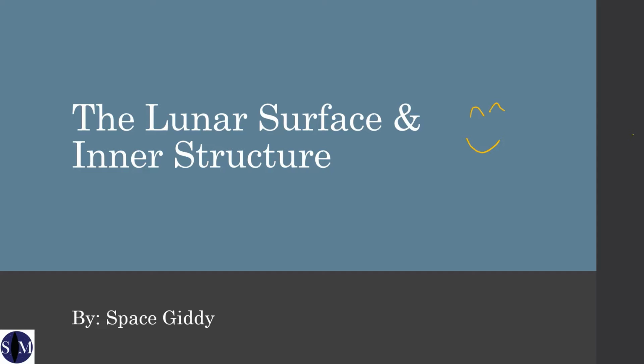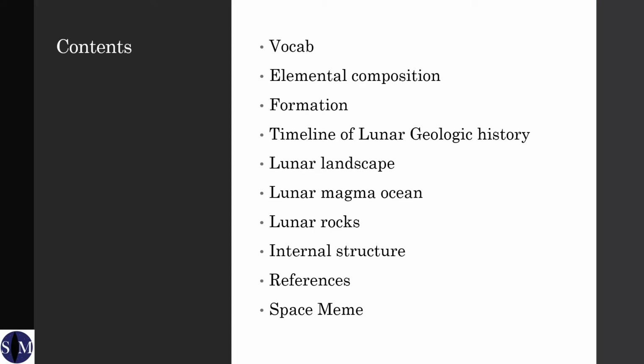Today we're going to talk about the moon's surface and inner structure. So first we'll go through some vocab words that will come up in the video. Then we'll talk about the surface's elemental composition, a quick run through the giant impact formation theory, and the timeline of the geologic history. After that, we'll take a closer look at what makes up the lunar landscape, the lunar magma ocean and lunar rocks. We'll delve into the internal structure of our moon. Finally, we'll end off with a fun space meme.